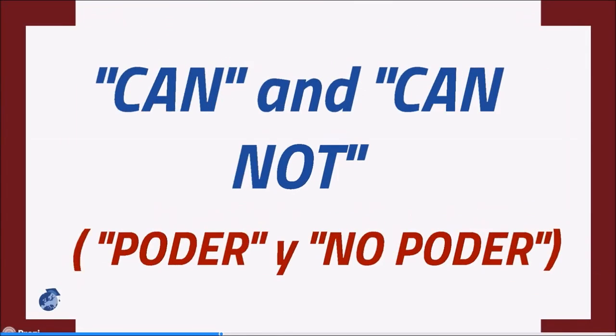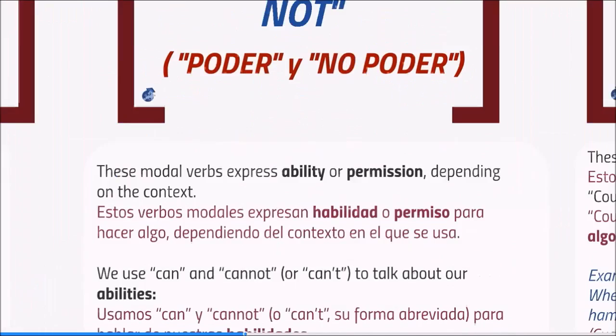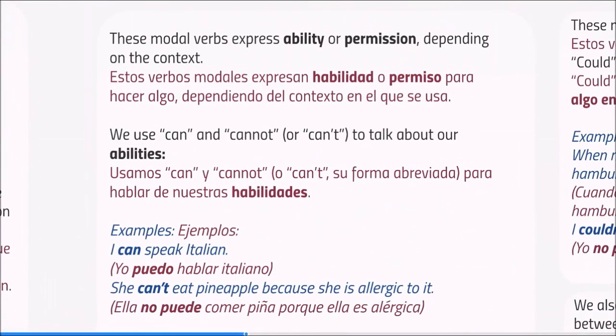Can and cannot. These modal verbs express ability or permission, depending on the context. We use can and cannot, or the contraction can't, to talk about our abilities. Examples: I can't speak Italian. She can't eat pineapple because she's allergic to it.